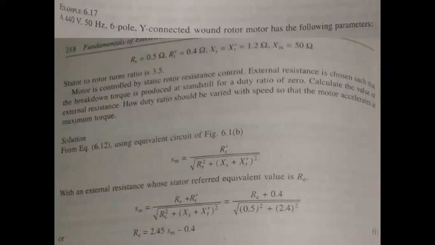So the solution, see here, from equation 6.12, that means we are finding the equation, this one, this is 6.12. So from this figure 6.1b, we are writing this equation. We have already written the equation in the description part. So SM is equal to RR dash by the square root of RS square plus XS plus XR dash whole square.